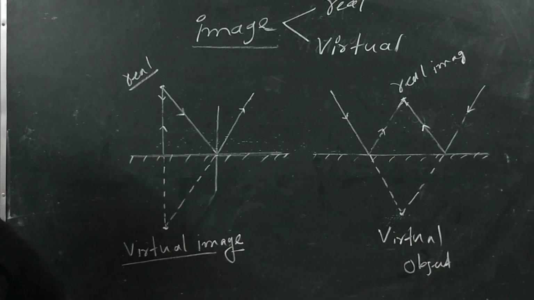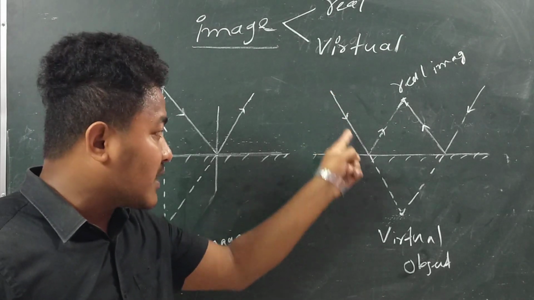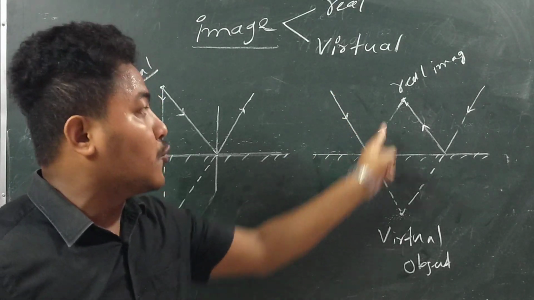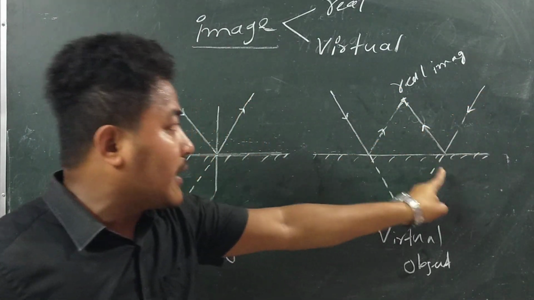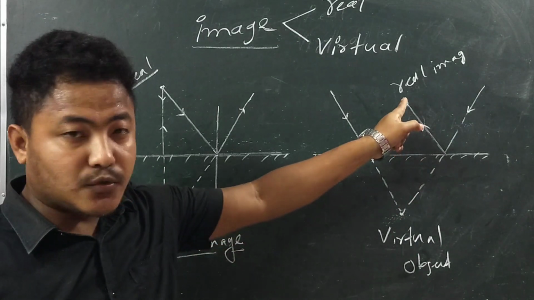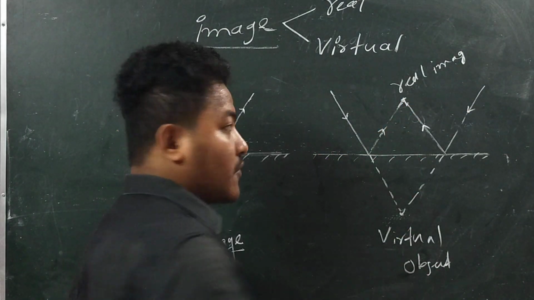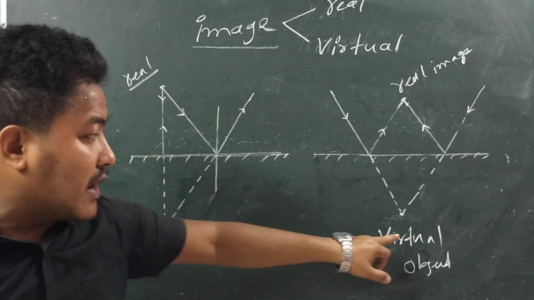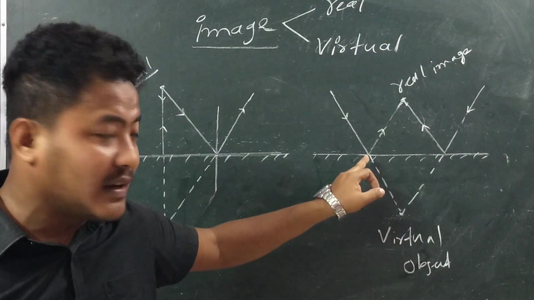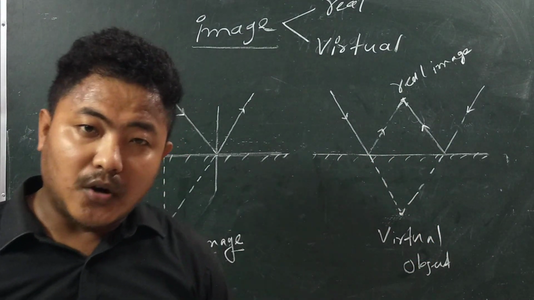Can you guess these two situations? What is happening? In this case, you can see the ray came from this way and went back. Again, in this case, the ray came from this way and went back. So they are meeting, actually. This is the point where the real image has been formed. But the object you can find somewhere here, because they appear to be meeting. So this should be your virtual object.